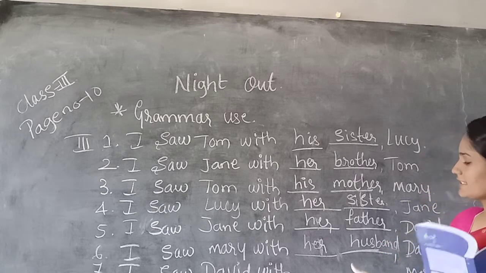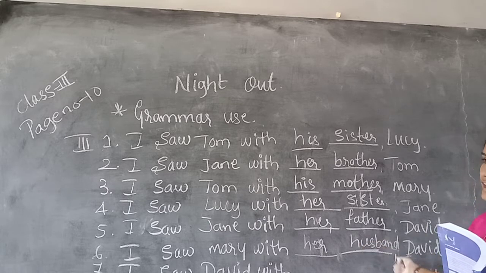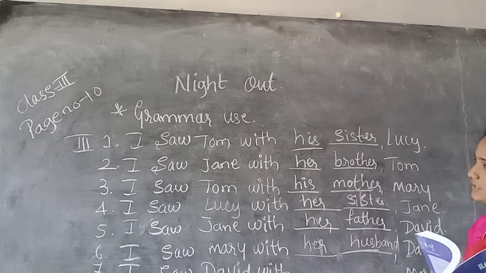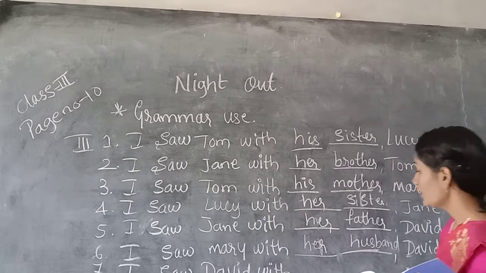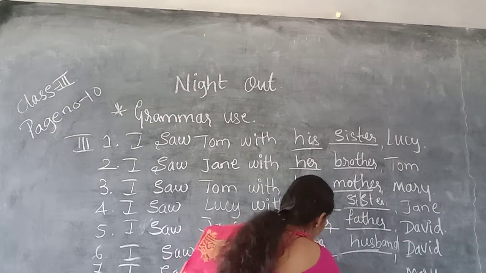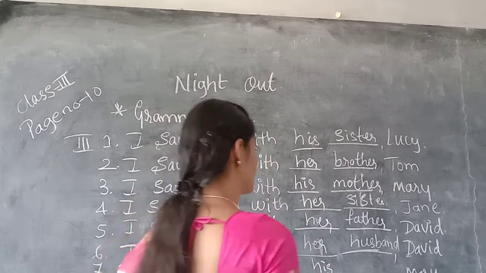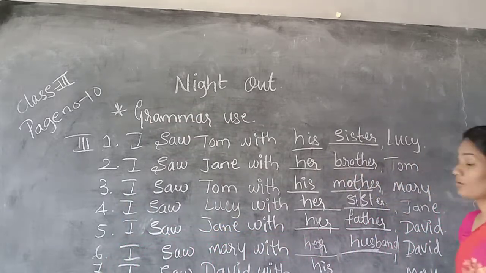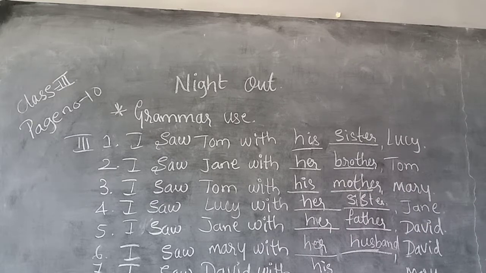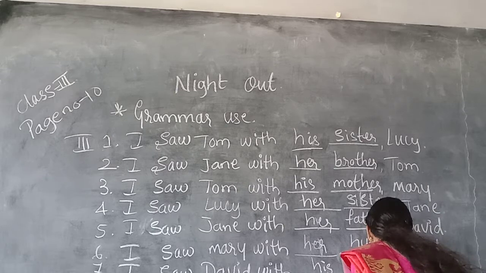So who is this David and Mary, we came to know in the earlier sentences. What is the relationship between David and Mary, this also we came to know. So here David is masculine, so for that we have to use he. I saw David with his. What is she to David? Wife. Yes, his wife.